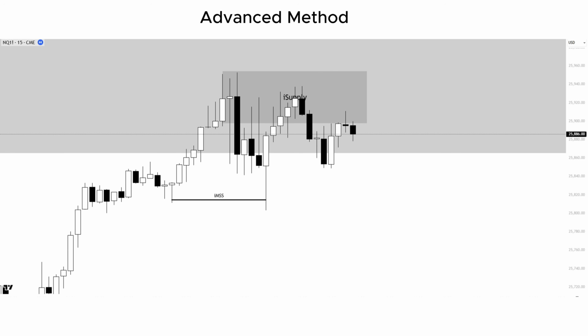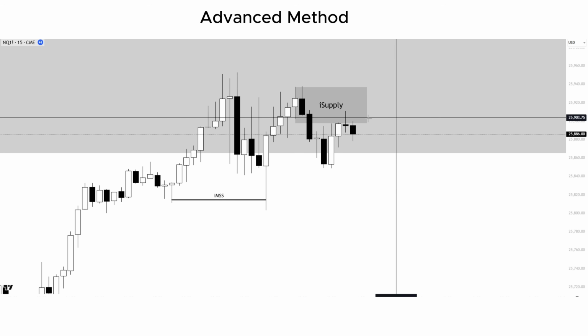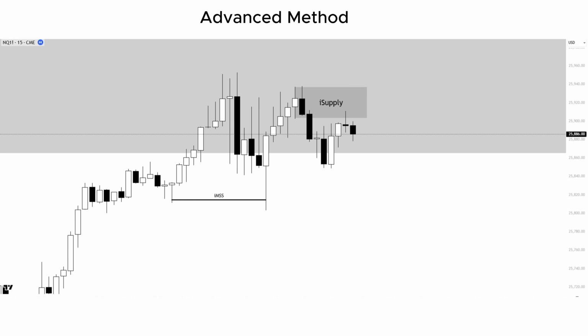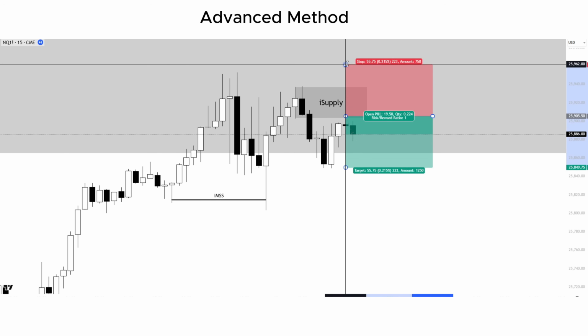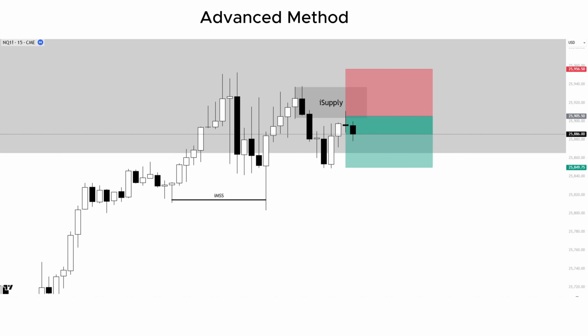Now we look for the next supply that we can use for the setup planning. So we look at the next swing high. Around here, this is the other supply, and now we can try to enter with a sell short position, the stop loss above the highs.